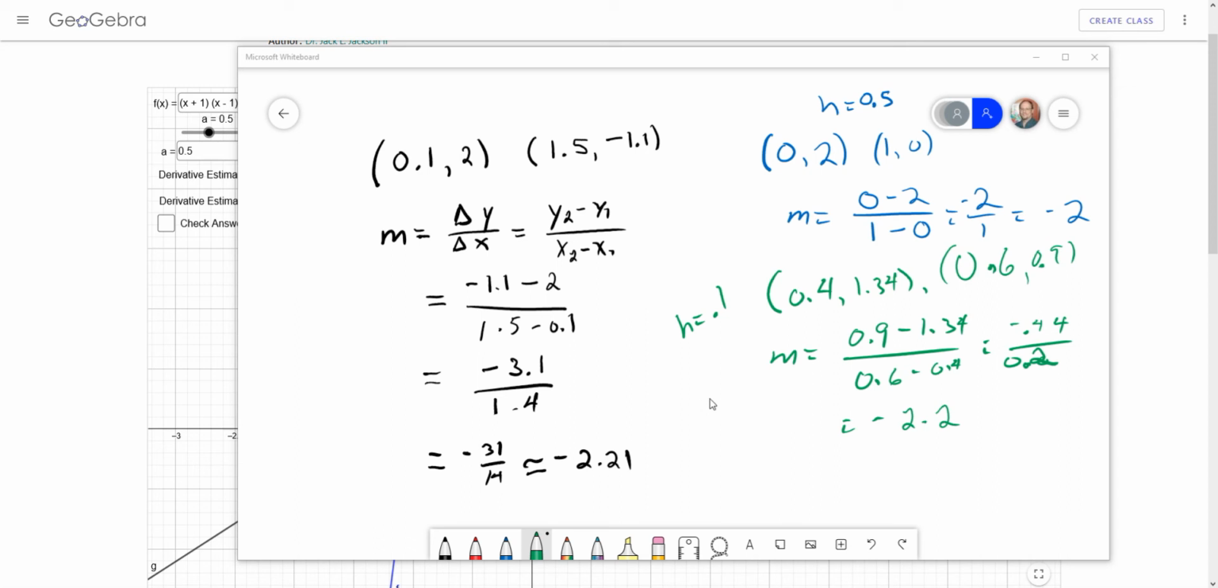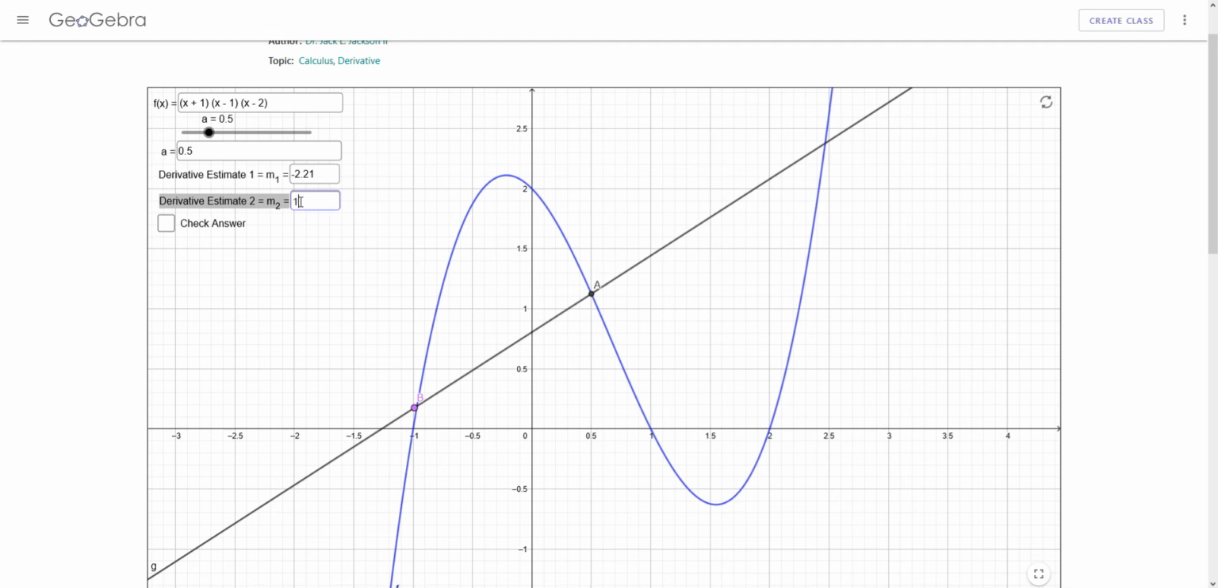So we have some different estimates here. Of these two, we would expect the smaller h to be the better value, so -2.2. Notice that's pretty close to what we got here when we did it with the tangent line method. So I'm going to go ahead and put in -2.2 as my second estimate.